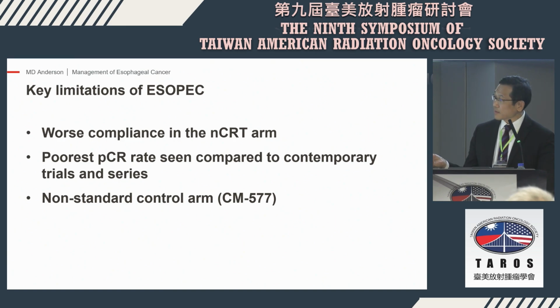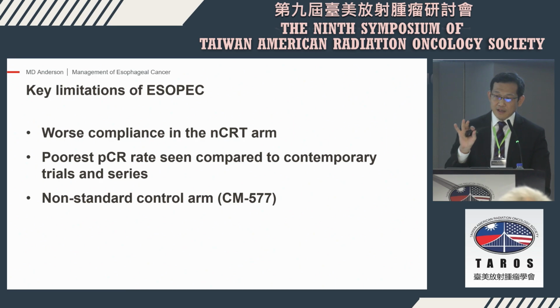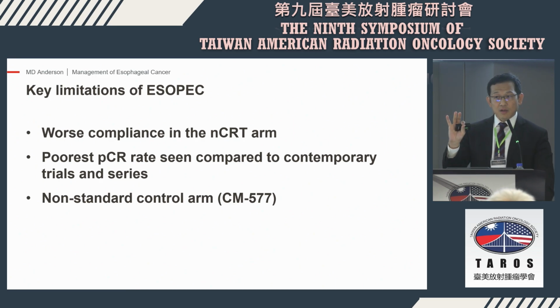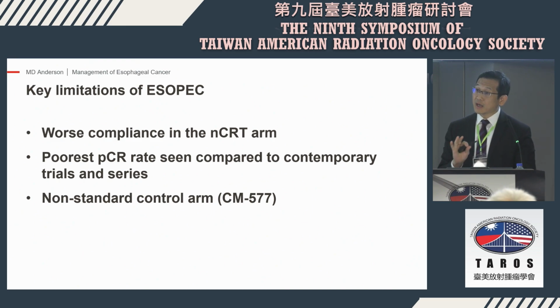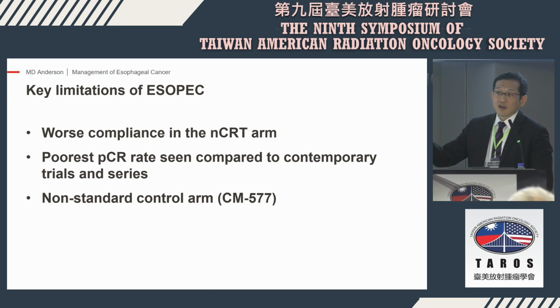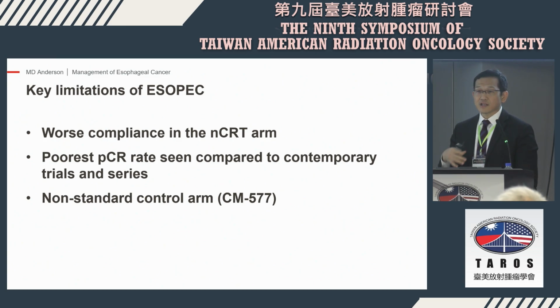That's a problem. Another thing I left out is that in the ESOPEC paper, the protocol allows both 3D conformal radiation and IMRT. However, if you look at the actual methods, no patients received IMRT. Every patient received 3D conformal radiation, and there was no radiation central review. Of course, this was all done in Germany, since ESOPEC was a German trial, so you don't know even the quality of the radiation.